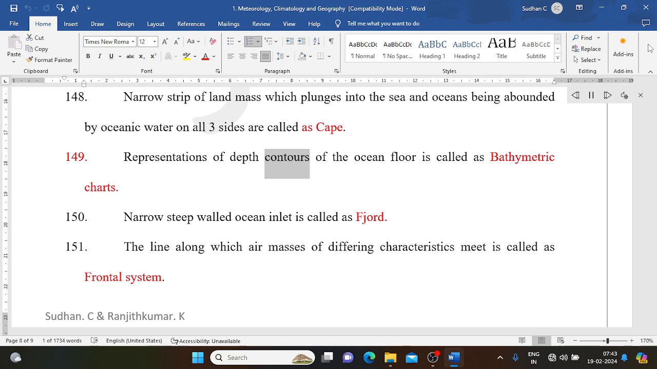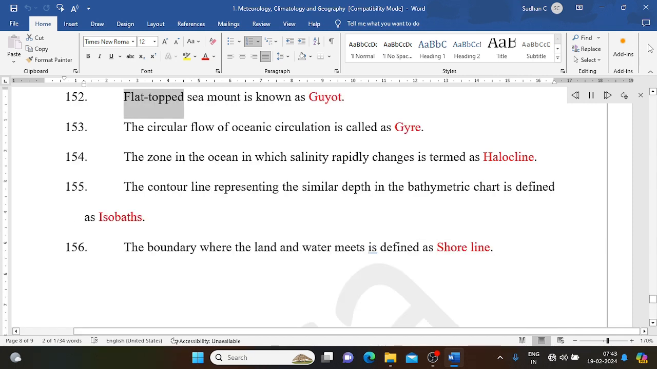Representations of depth contours of the ocean floor are called bathymetric charts. A narrow steep-walled ocean inlet is called a fjord. The line along which air masses of differing characteristics meet is called a frontal system. A flat-topped seamount is known as a guyot. The circular flow of oceanic circulation is called a gyre.